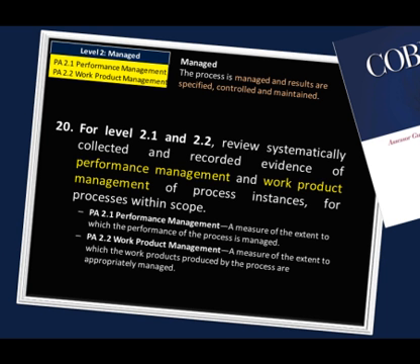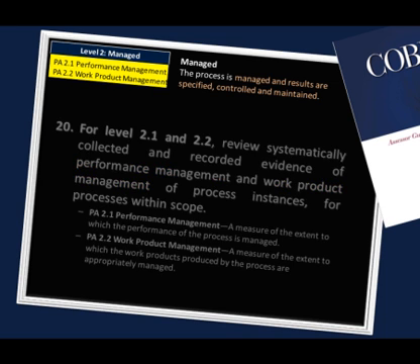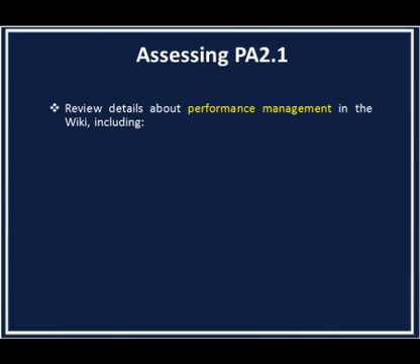To assess level 2.1 and 2.2, review systematically collected and recorded evidence of performance management and work product management of process instances for processes within scope. Measure the extent to which the performance of the process is managed, and measure the extent to which the work products produced by the process are appropriately managed.